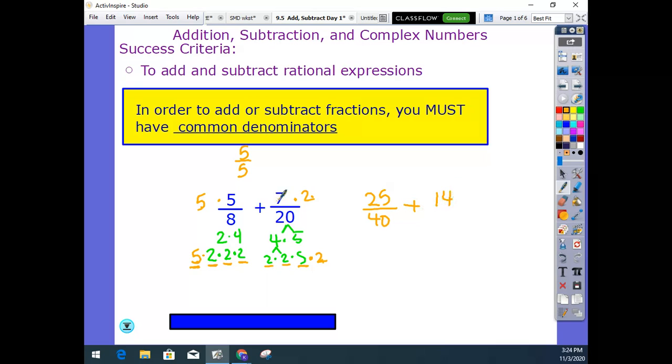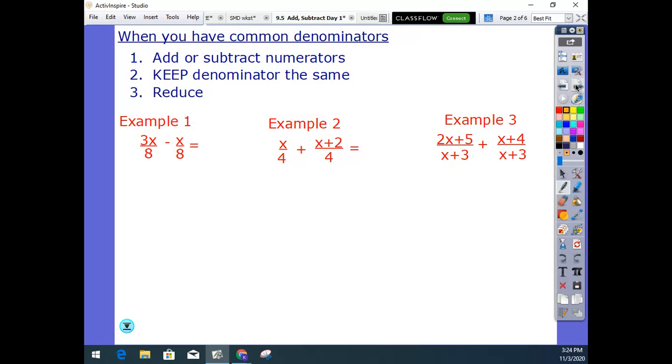Plus 7 times 2 is 14. So I just created common denominators using common factors. I want the same number on the bottom, and I just did that by using my factors. Now I add the top and keep my common denominator. So now we're going to do that, but we're going to do it with polynomials.